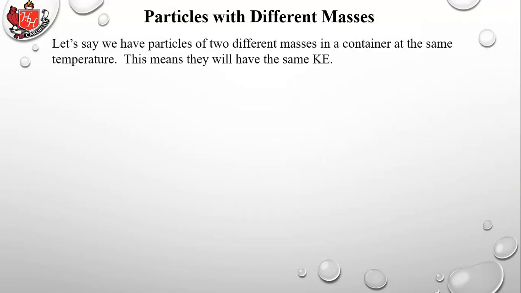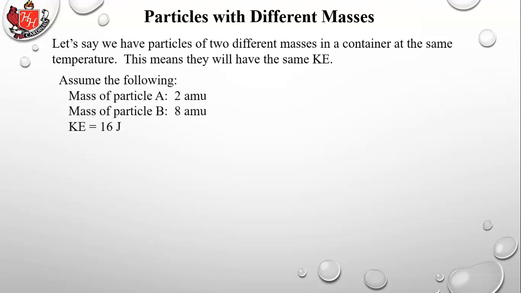Let's say we have particles of 2 different masses in a container at the same temperature. This means they will have the same kinetic energy. So let's say we have the following 2 particles, and the mass of particle A is 2 atomic mass units. These are just fictional particles that we're making up here. And the mass of particle B is 8 atomic mass units. And let's say the kinetic energy that they are both experiencing is 16 joules. Joules is the measure of energy.